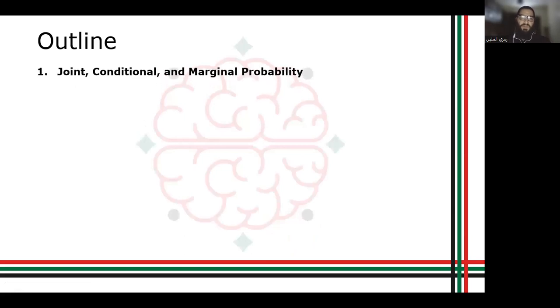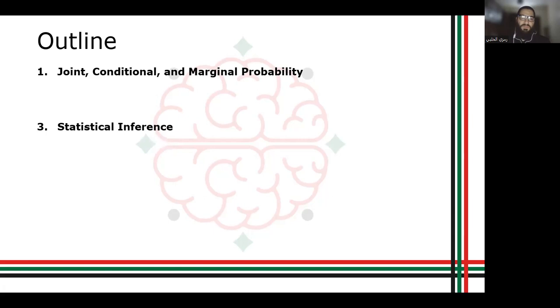Firstly, we're going to start with joint, conditional, and marginal probability. يعني حيكون مثل تذكرة عن probability اللي شرحناها في المرة الماضية، وذكرنا joint probability, conditional probability, and marginal. نرجع نعرج عليها بشكل يسير، ثم نبني على هذا لنشرح مسألة statistical inference.